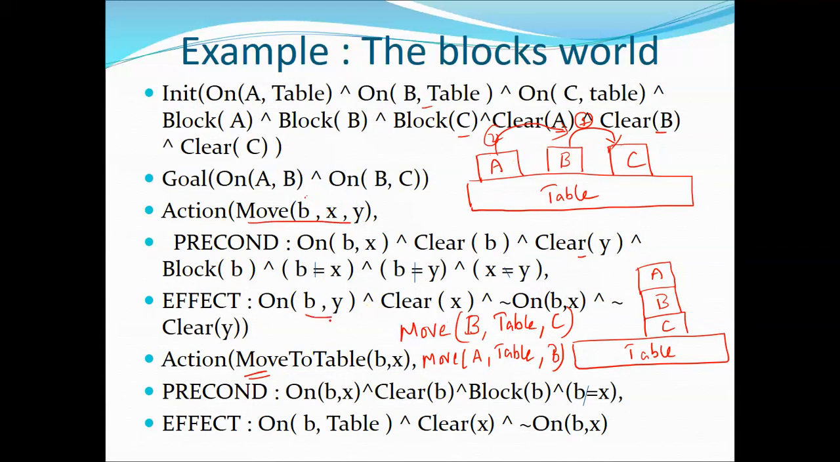B is on top of Y, that is fine. But it says clear of X. Clear of X means what? Nothing is on X. But here, even after moving B to C, the table will not be cleared, right? Something will be on the table, right?